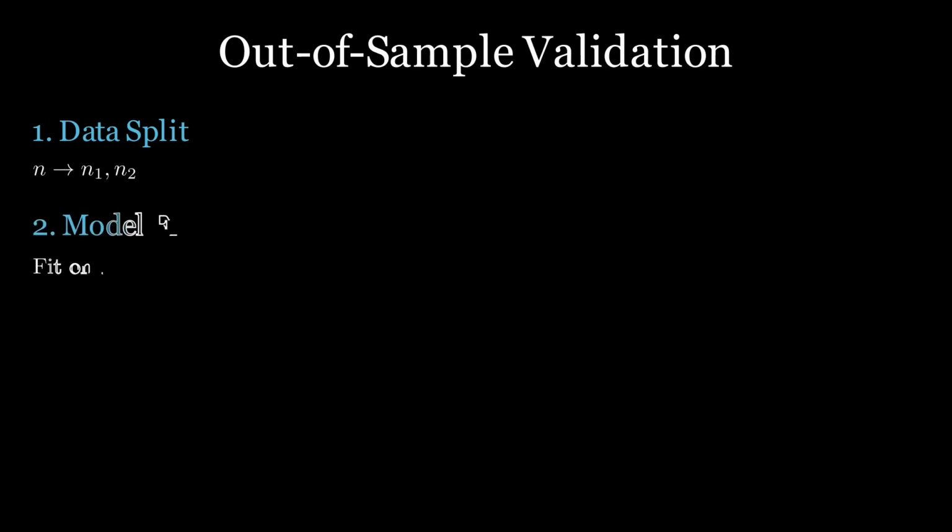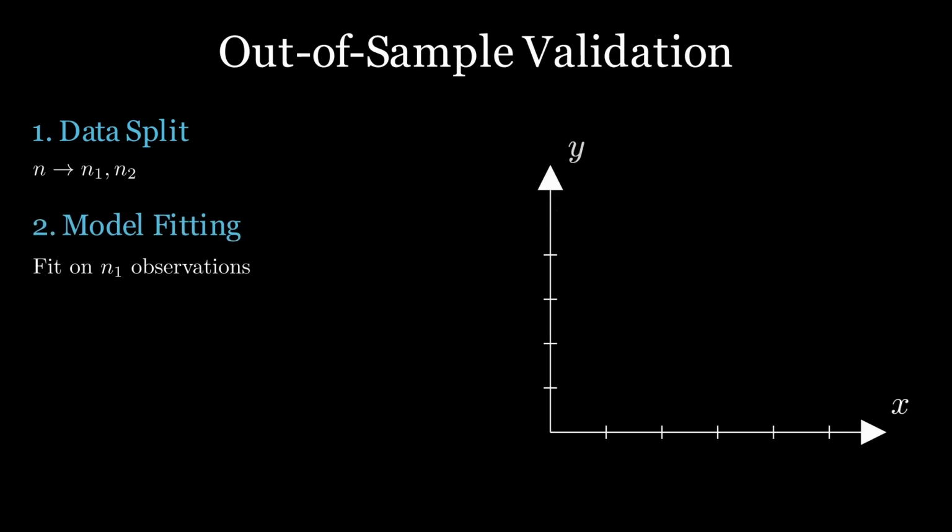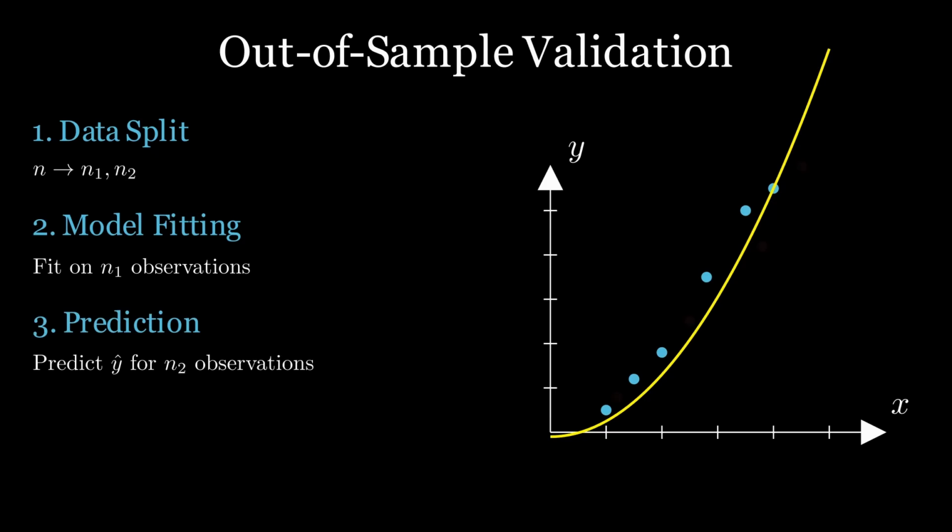Step 2. We fit our candidate model using only the blue training sample, ignoring the red test data completely for now. Step 3. Prediction. We bring in the validation sample. We use our model to generate predictions, the y-hats, for these new data points. And finally, assessment. We measure the distance between the actual red dots and our predicted yellow dots. Square those distances, sum them up, and you get the sum of squared prediction errors. Ideally, we want this number to be as small as possible.